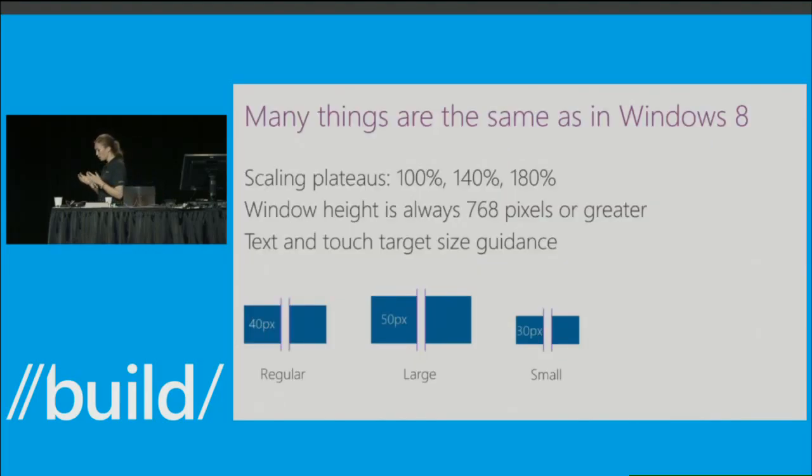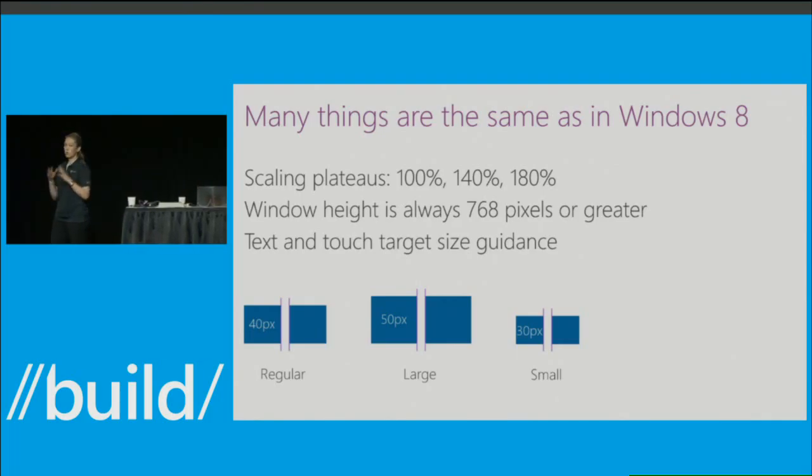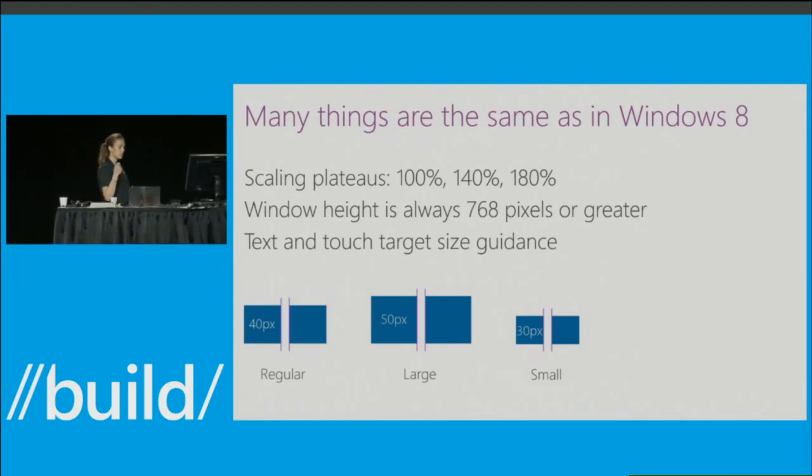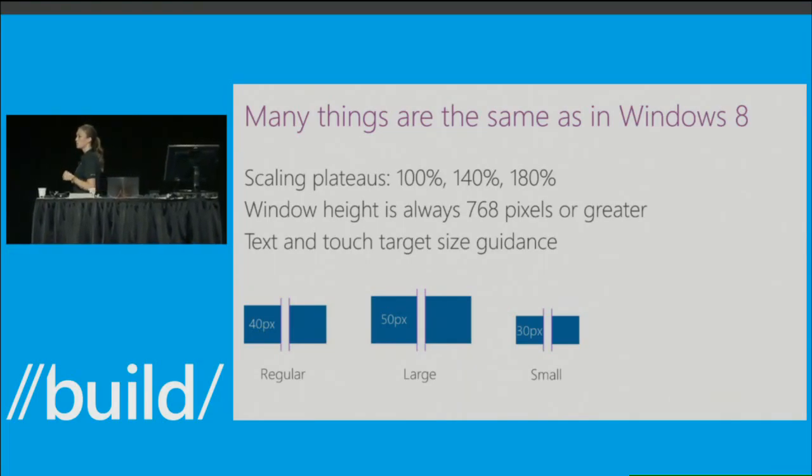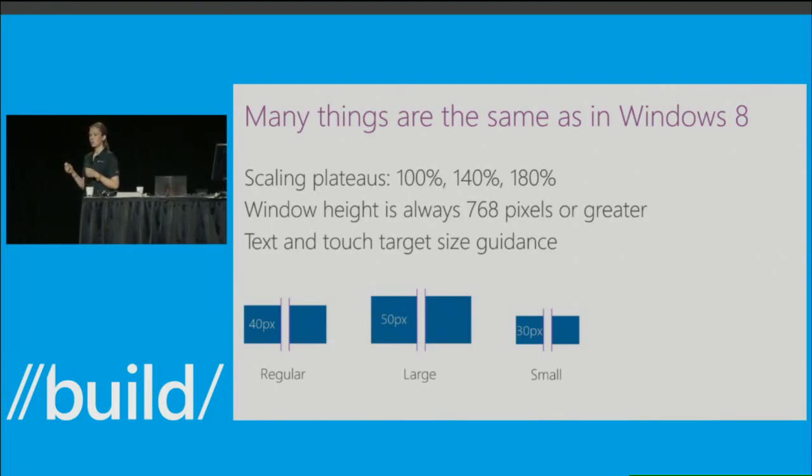So a lot of these concepts are the same from Windows 8. There are no new multipliers or scaling factors, as we call them, or scaling plateaus. There are no new ones to worry about. There's 100%, 140%, and 180%. So those are the three scale factors that we use to scale applications for high DPI screens.